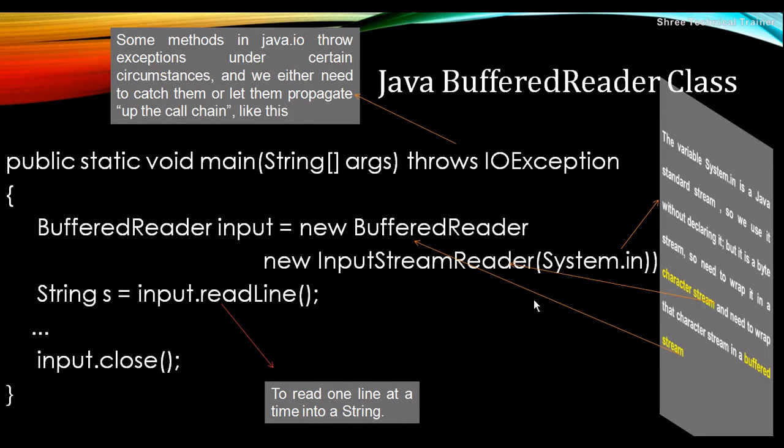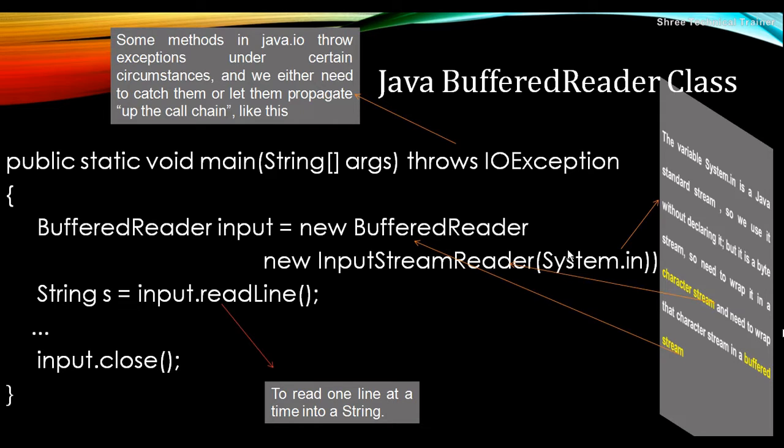I want to get information from the keyboard, so for that I need to use an InputStreamReader with System.in. The variable System.in is a Java standard stream, so we use it without declaring it. But it is a byte stream, so we need to wrap it in a character stream, that is InputStreamReader. And again we need to wrap that character stream in a BufferedReader. Then only we can use it.